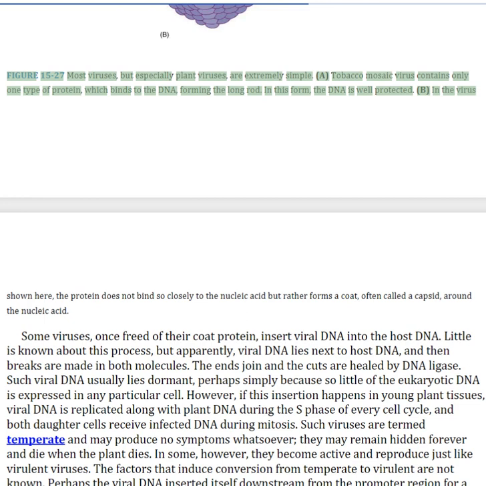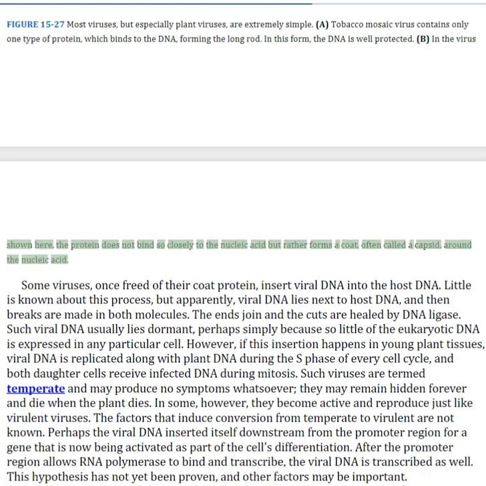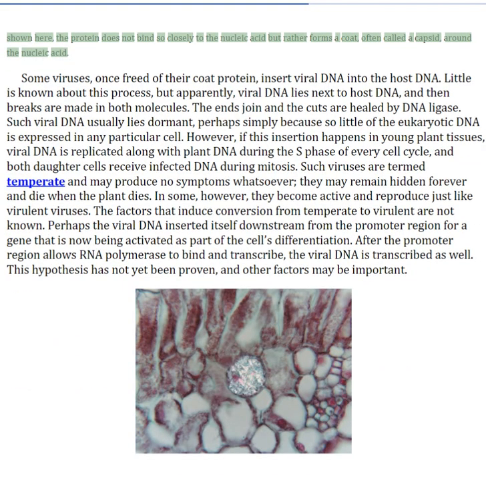Figure 15.27. Most viruses, but especially plant viruses, are extremely simple. Tobacco mosaic virus contains only one type of protein, which binds to the nucleic acid, forming the long rod. In this form, the nucleic acid is well protected. In the virus shown here, the protein does not bind so closely to the nucleic acid but rather forms a coat, often called a capsid, around the nucleic acid.